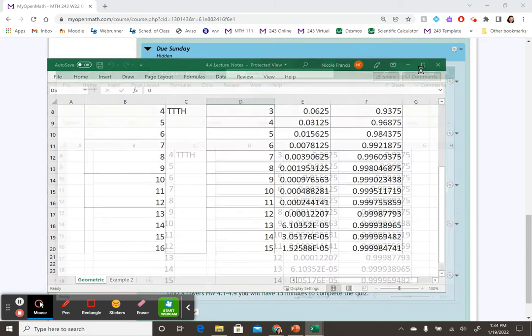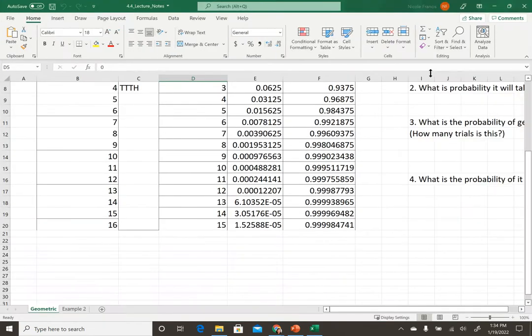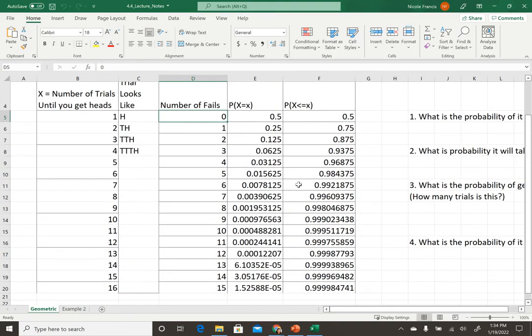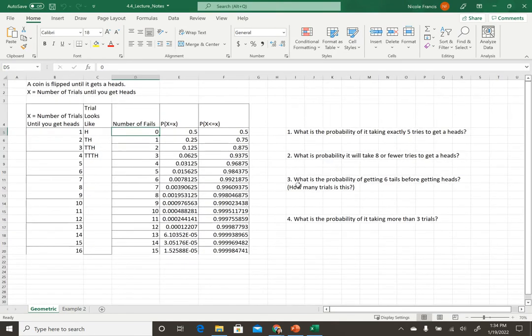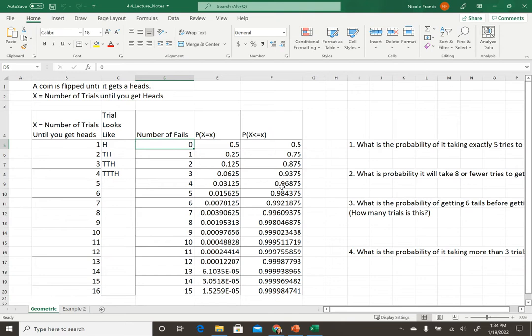Enable editing, and let's maximize this. And let's take a look at what we're doing here. We need to make this just a little bit smaller. There we go. All right, so I have quite a bit in this first spreadsheet. Let's just start at the beginning and work through it.